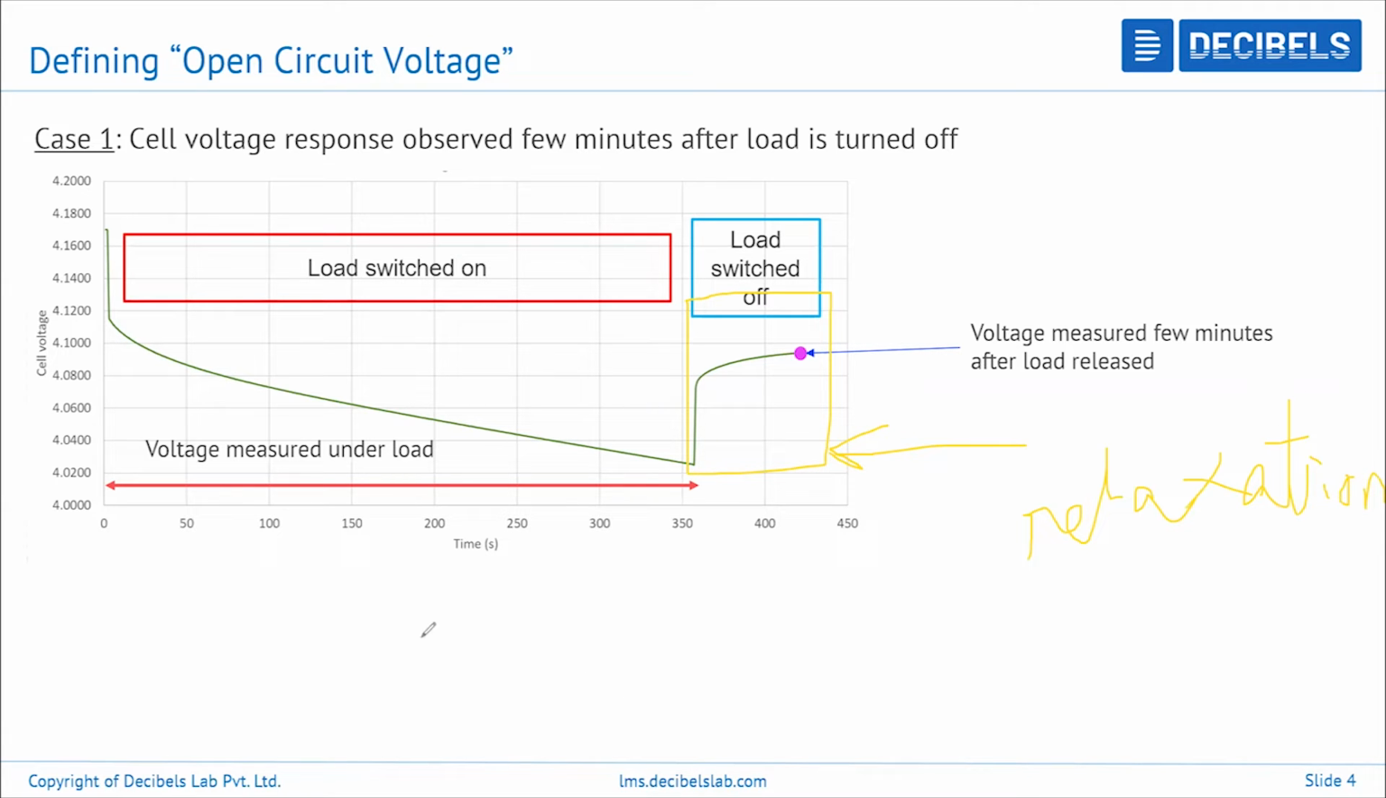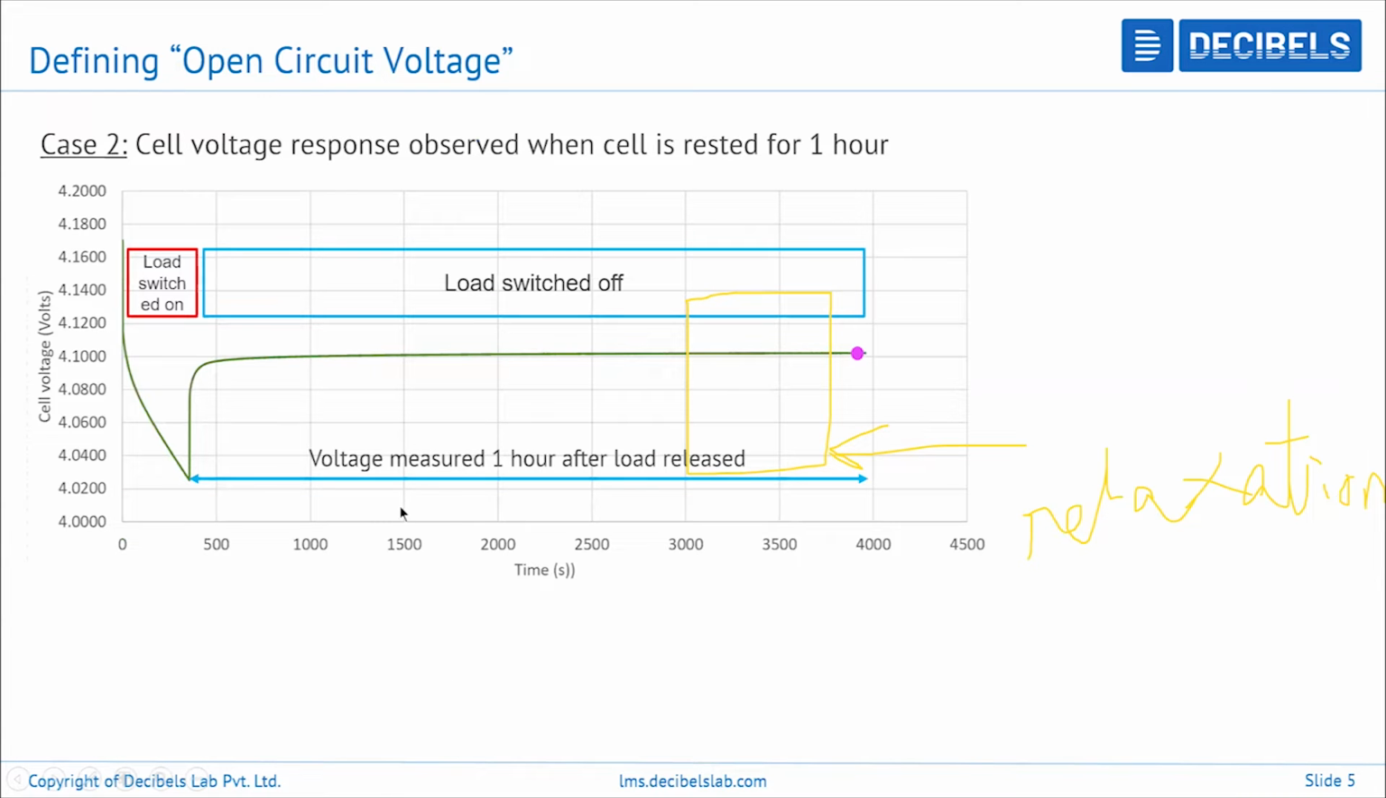Okay. So the voltage is trying to once again achieve the true OCV, or you can say the steady state value. So we will understand that in the next slide. So the same case here, I'm elaborating this as case 2, where the cell voltage response is observed once the cell has been rested, or you can say relaxed, for 1 hour after the load has been switched off.